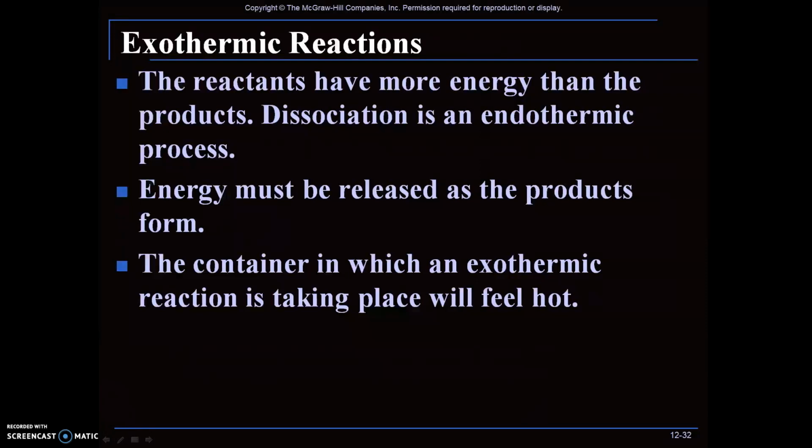Energy must be released as the products form. So whenever the products are formed, the energy will be released. The container in which an exothermic reaction is taking place will feel hot. The reaction gives a hot environment.